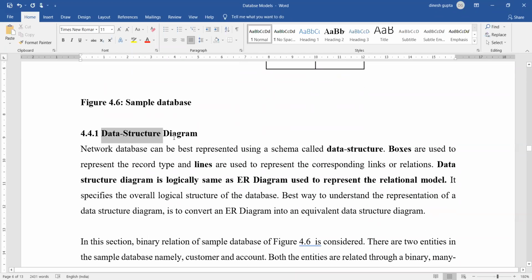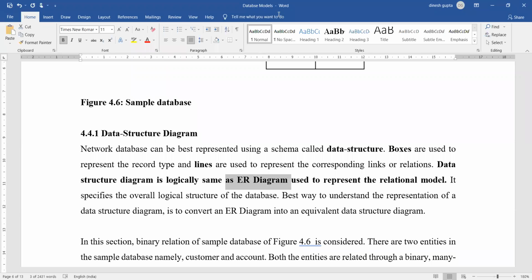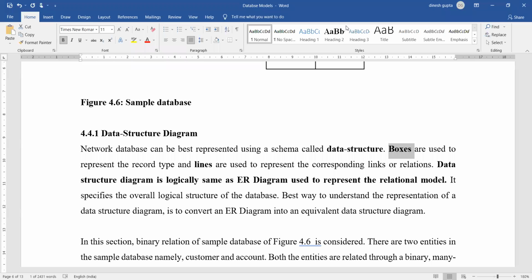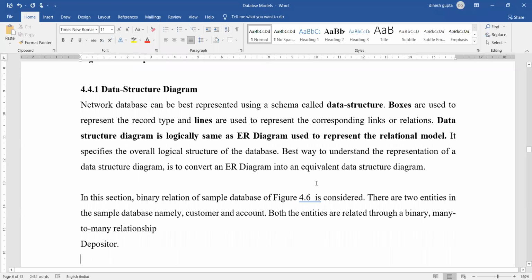Data structure diagram. Data structure diagram is similar to the ER diagram as shown in here. So we have already discussed in the past few lectures what are the different symbols that we use to represent the ER diagram. Similarly, for a data structure diagram, the symbols used are boxes and the lines. So what do the boxes represent? The boxes represent the records, that is the entity, and the lines represent the links, that is the associations or the relations.